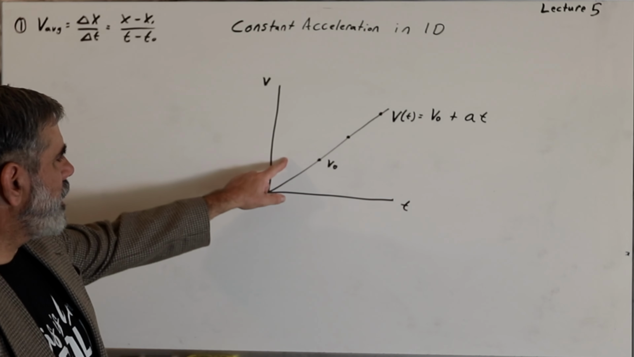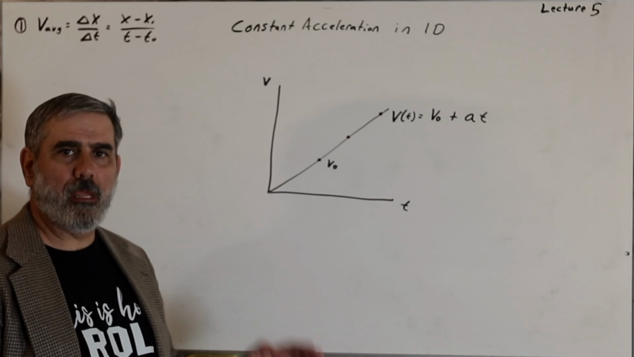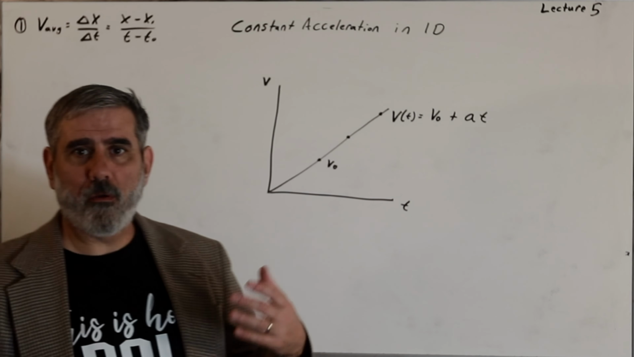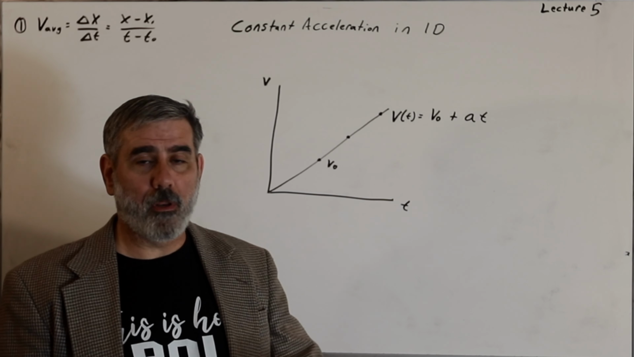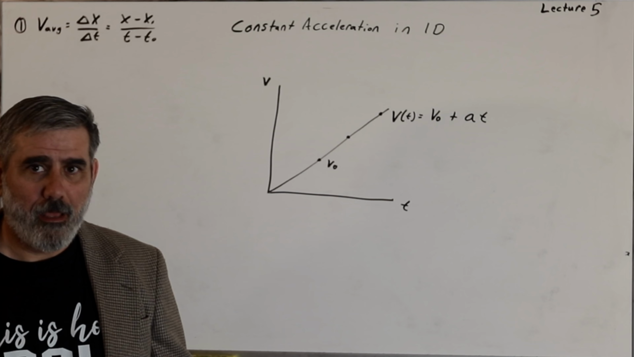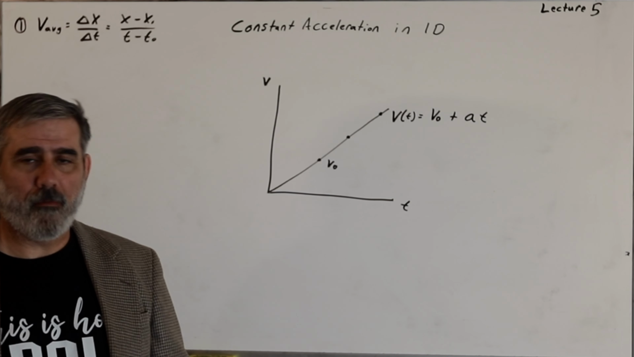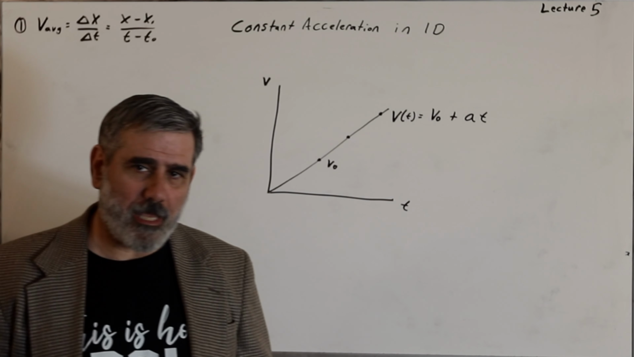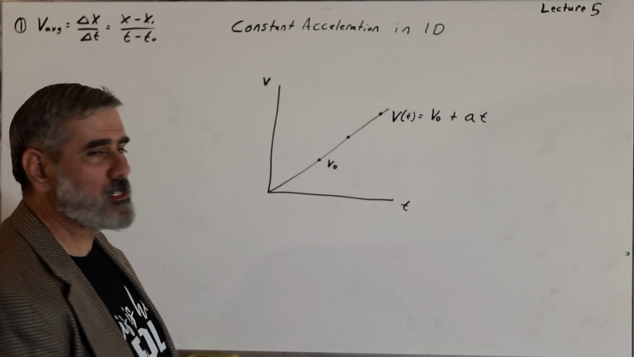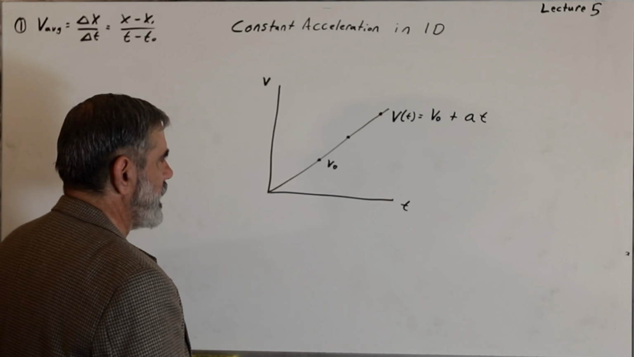So if we have a constant acceleration, then our velocity will be linear, right? We start out at 0, and we have an acceleration of, say, 1 meter per second squared. Then after 1 second, we're going 1 meter per second. After 2 seconds, we're going 2 meters per second. After 10 seconds, we're going 10 meters per second. That's what it means.